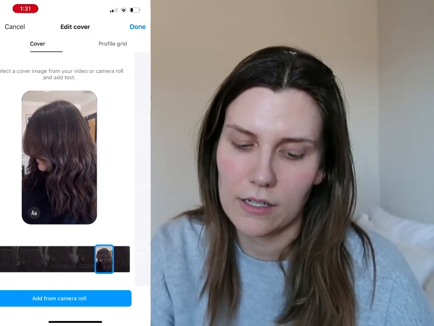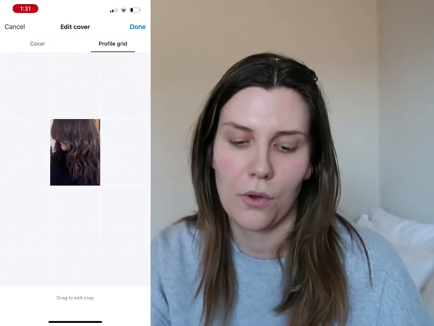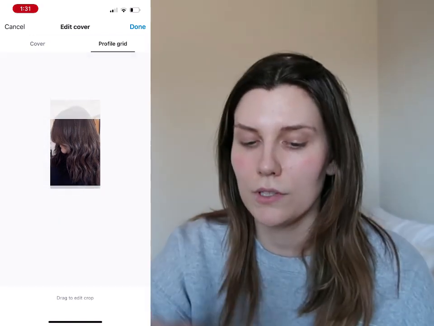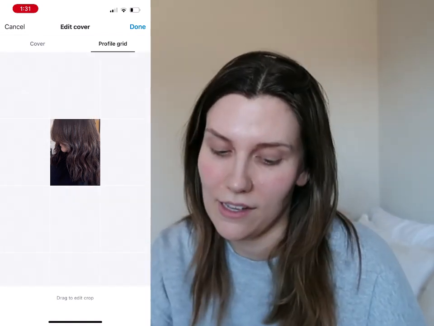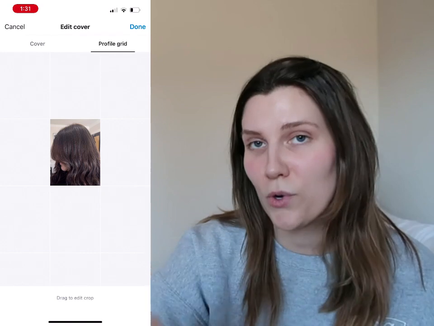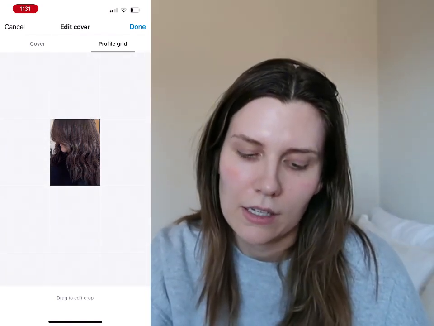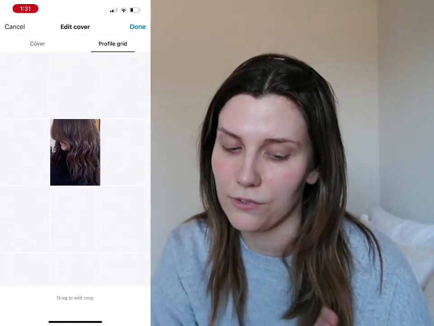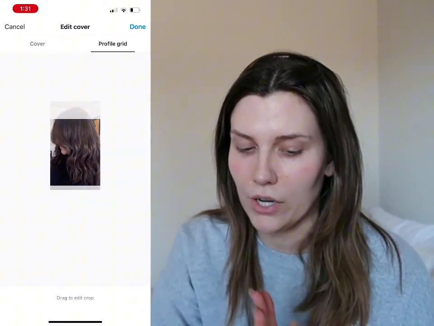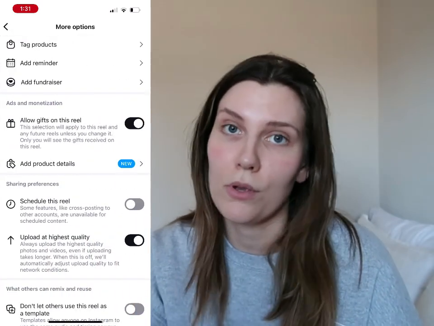And then I like to play with the perspective. So I do a lot of close-up detail shots because I am very detail oriented, and I love an editorial look, so that's what works for me. This one I'm really feeling seeing the curtain bang and then the layers in the front and then the length. It just creates a really nice visual. So I'm gonna do that. You can schedule your reel or you can post it from there.